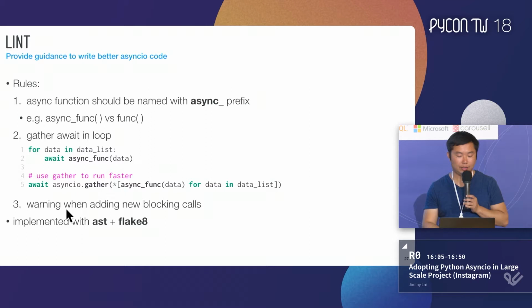And the third example is a warning when people are adding a new blocking call. We want to move everything to async. But before we move everything to async, we cannot remove the blocking call library, so we just add this warning in LINT. And we implement those LINT rules using AST and Flake8 plugins.